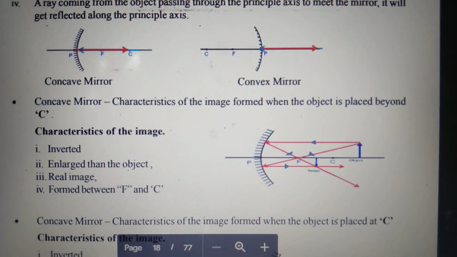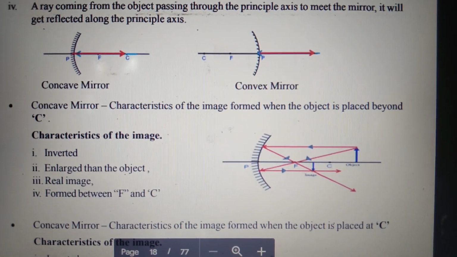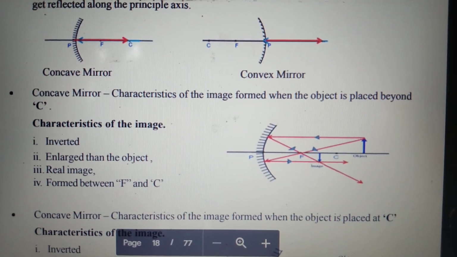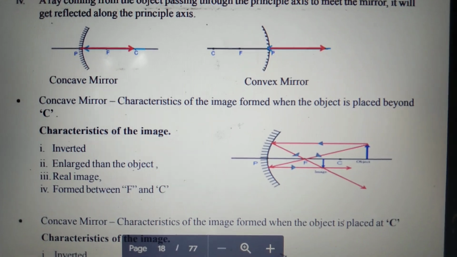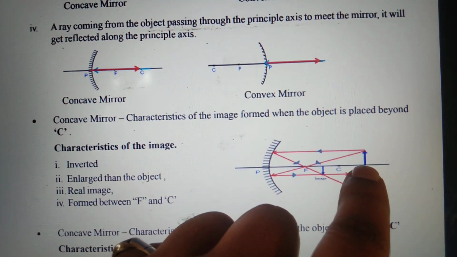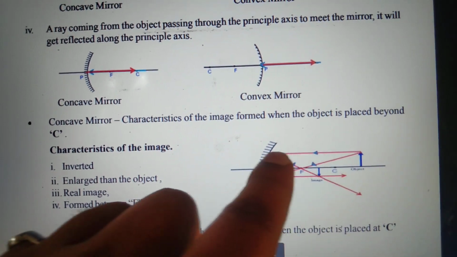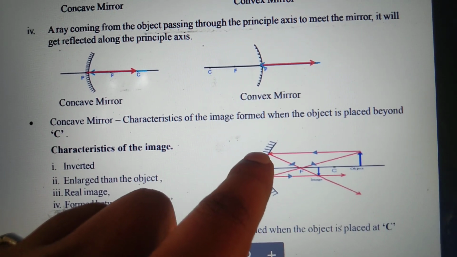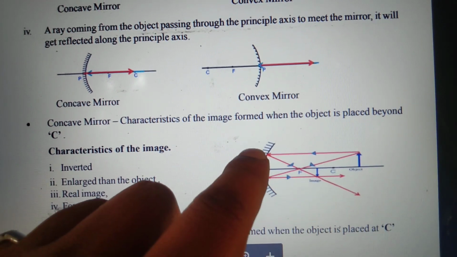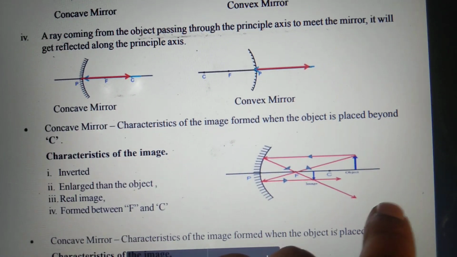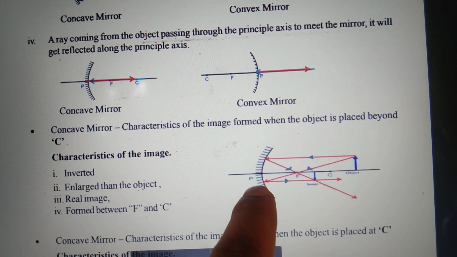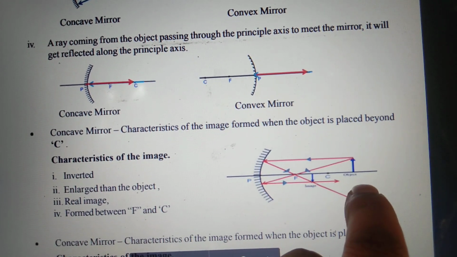Now characteristics of image, concave mirror. See, characteristics of image when the object is placed beyond C. So see here, the object is beyond the center of curvature. This is our first ray, a ray of light which is parallel to the principal axis of a concave mirror. After reflection it must pass through the focus. Second ray of light which is passing through the focus, after reflection it becomes parallel to the principal axis.